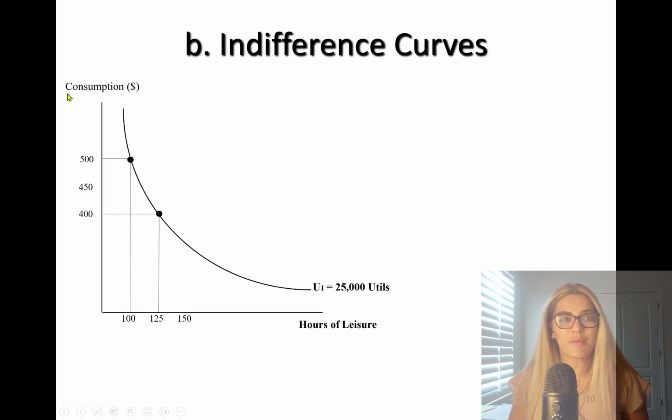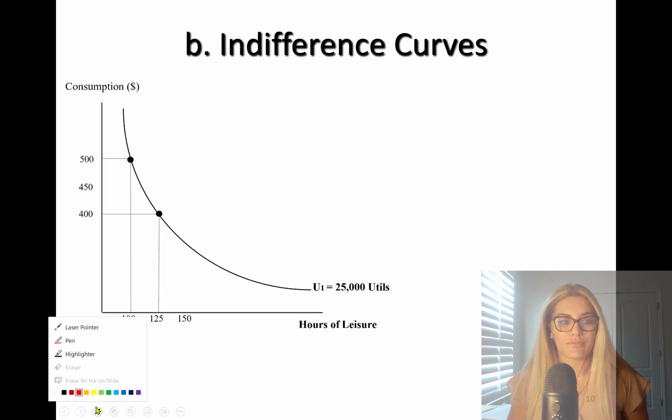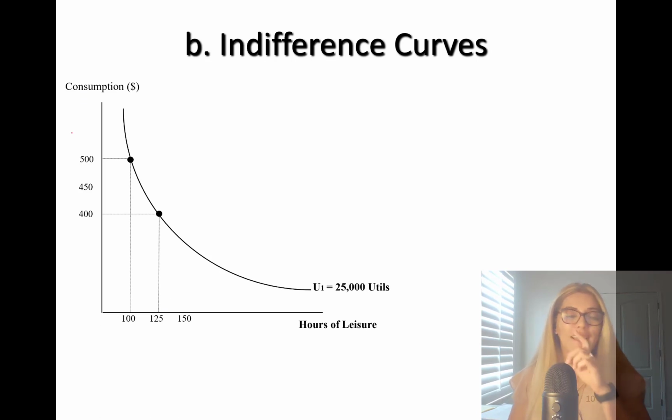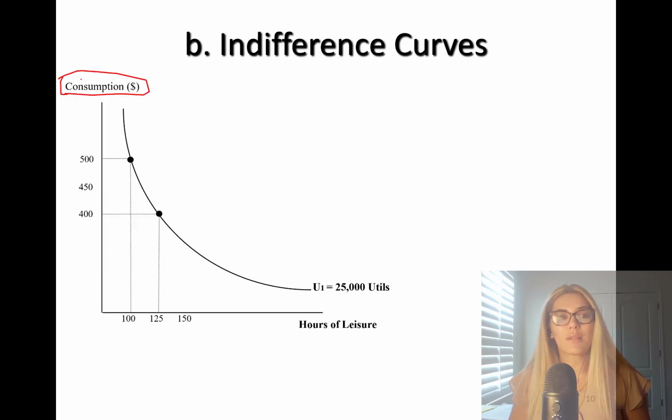So we put consumption on the y-axis. Again, guys, don't forget this: these videos do not replace the book. Read your book. Consumption is on the y-axis measured in dollars. Hours of leisure is on the x-axis measured in hours of leisure. All right, so this is an indifference curve.